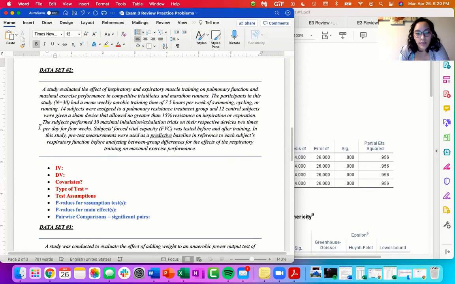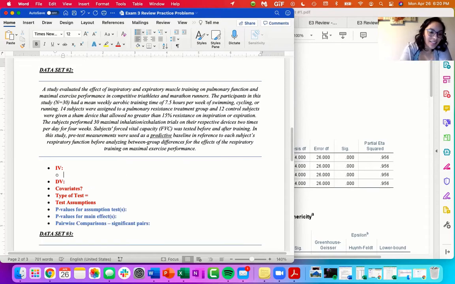Subjects' forced vital capacity, or FVC, was tested before and after training. In this study, pretest measurements were used as a predictive baseline in reference to each subject's respiratory function before analyzing between group differences for the effects of the respiratory training on maximal exercise performance. I'll give you guys a second to think about what I just read to you. And then if you think you know what the independent variable would be, you can shout it out or put it in the chat.